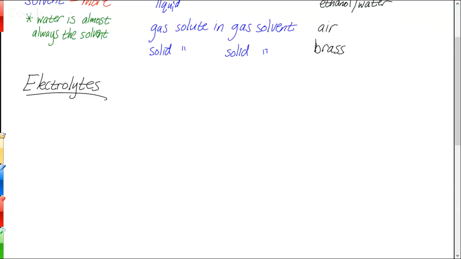I'll give you a hint. You can't pass electric current through pure water. Pure water does not conduct electricity. What does water need in it in order to conduct electricity? Yeah, it needs ions. It needs charged particles.